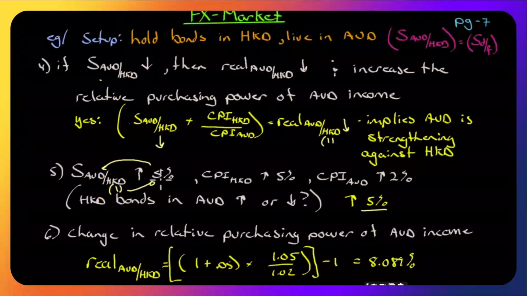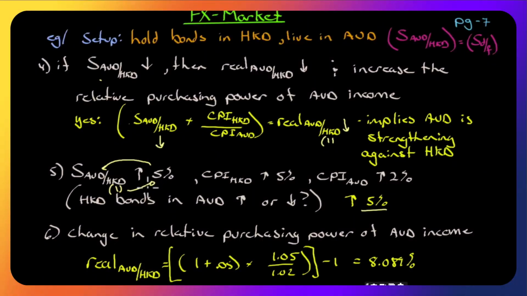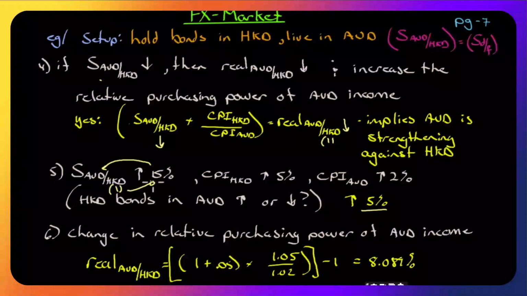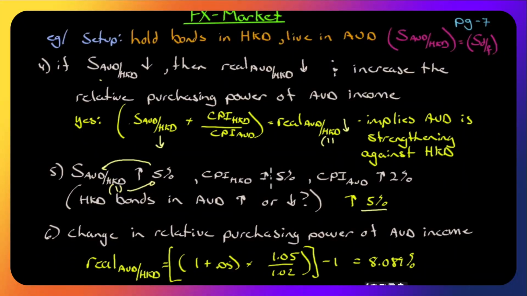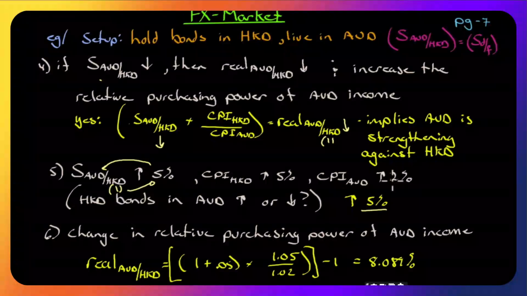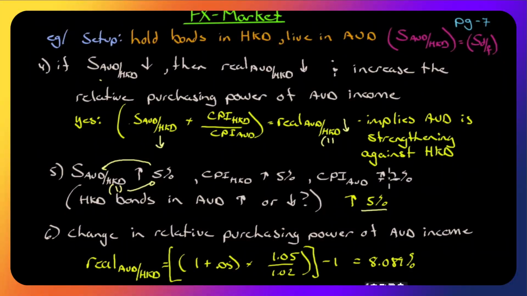We have a nominal exchange rate that went up, so that's good. But look at the inflation rate in Hong Kong. It went up 5%. So we can buy 5% more, but everything's 5% more expensive. But we're up 2% here as well. So let's see what happens here.